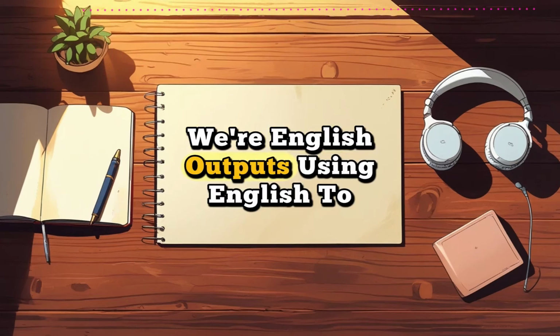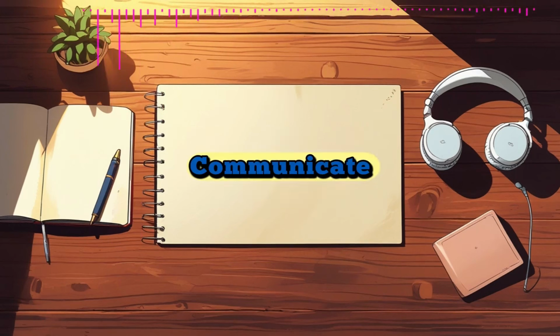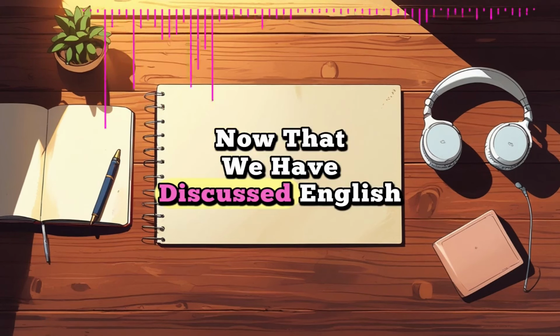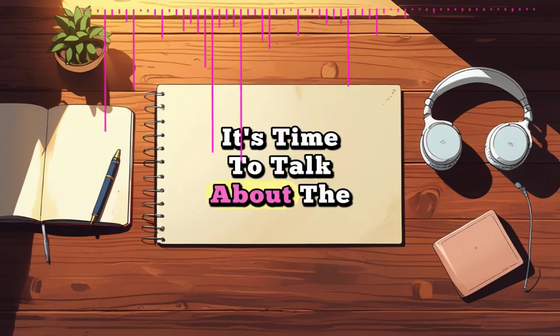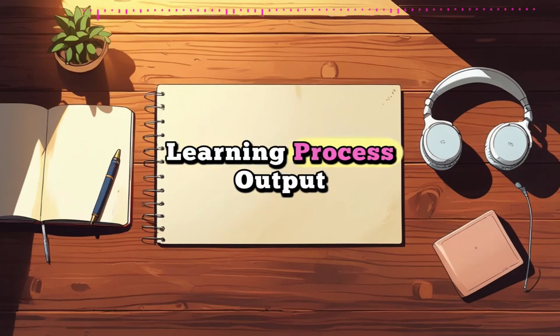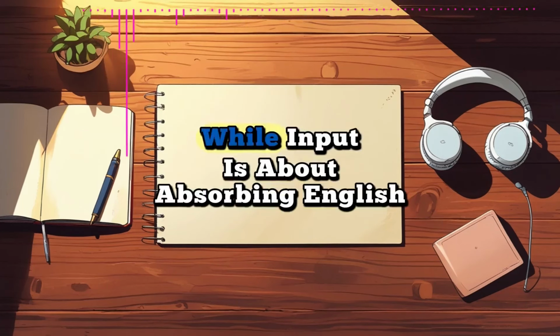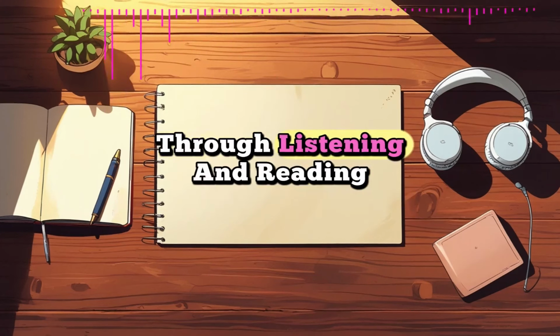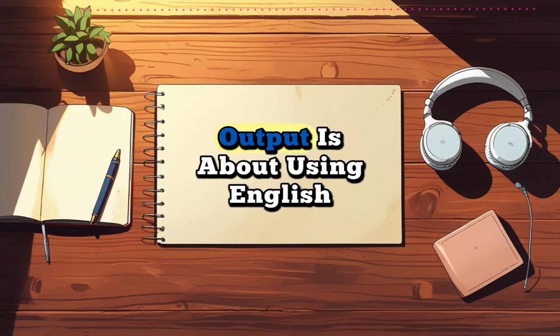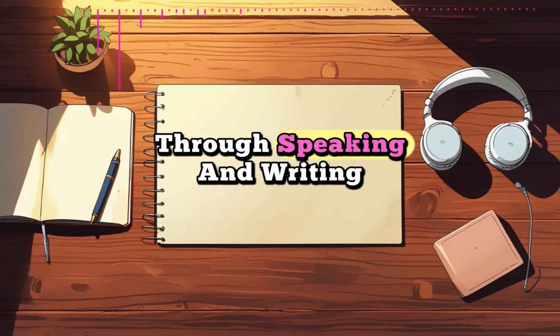English output: using English to communicate. Now that we have discussed English input, it's time to talk about the second half of the language learning process, output. While input is about absorbing English through listening and reading, output is about using English through speaking and writing.